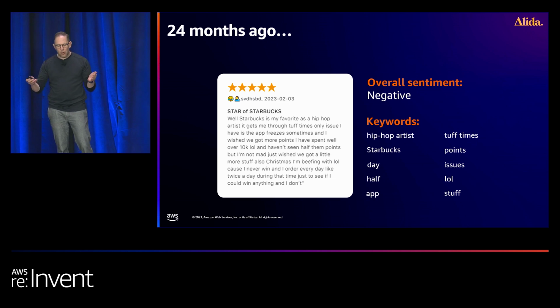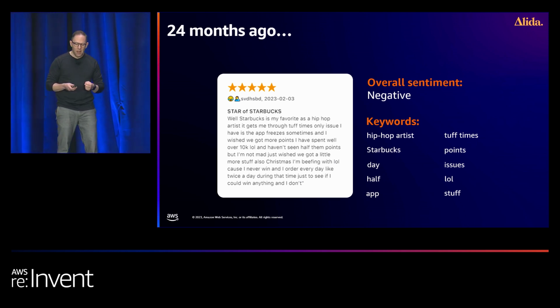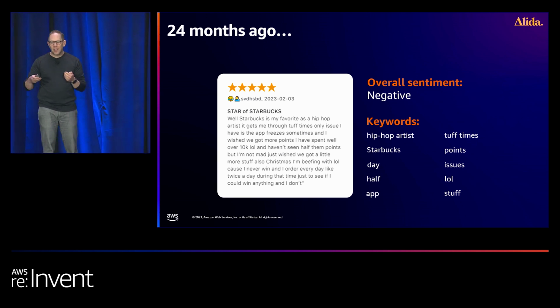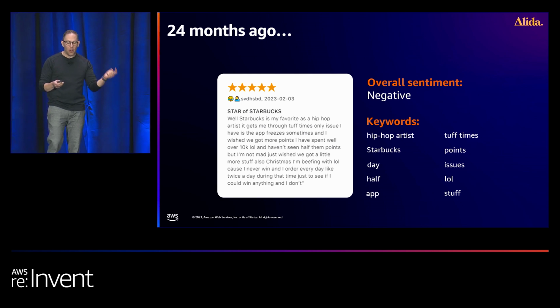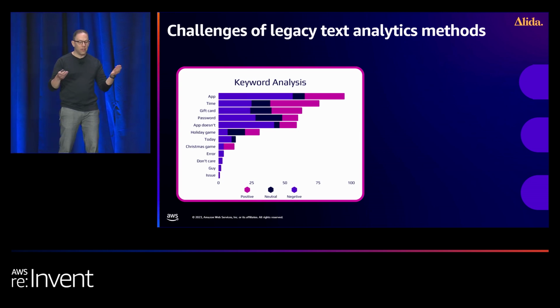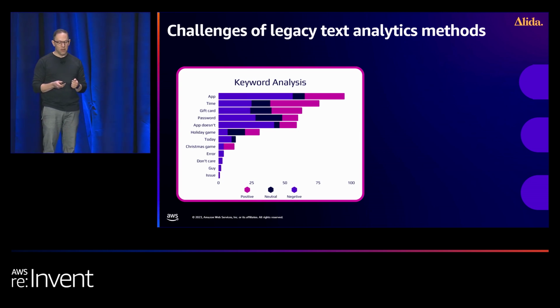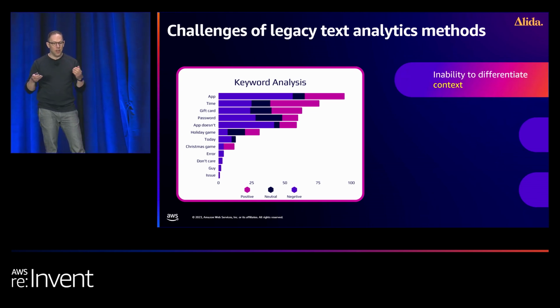And it extracted a whole bunch of keywords: hip-hop artists, Starbucks, day, half, app, tough times. These are not particularly actionable keywords. They're not topics. It doesn't have any idea about the context. And so you get this sort of keyword analysis that looks something like this with a whole bunch of gibberish, and you don't have the ability to differentiate the context.